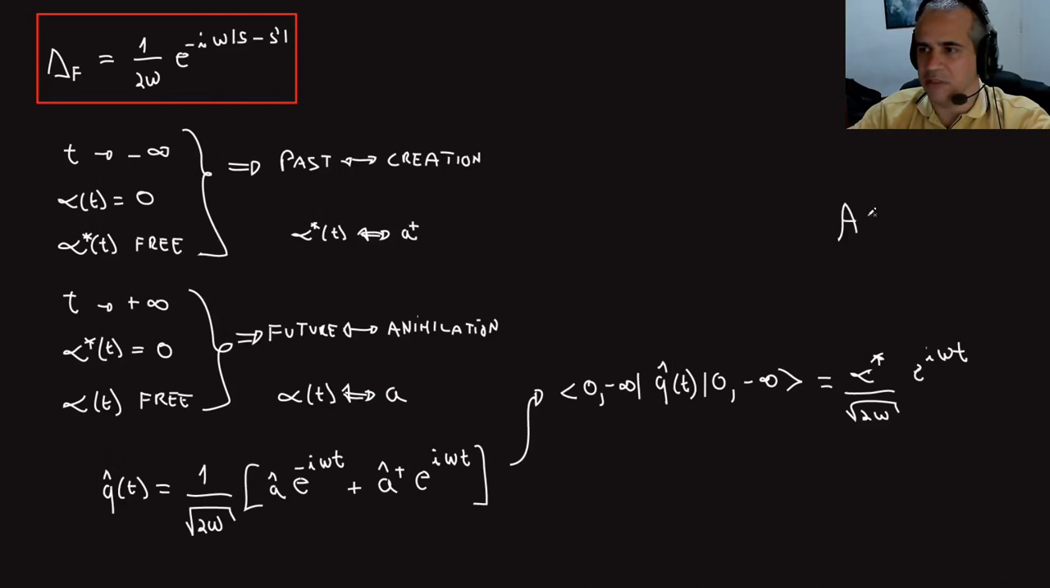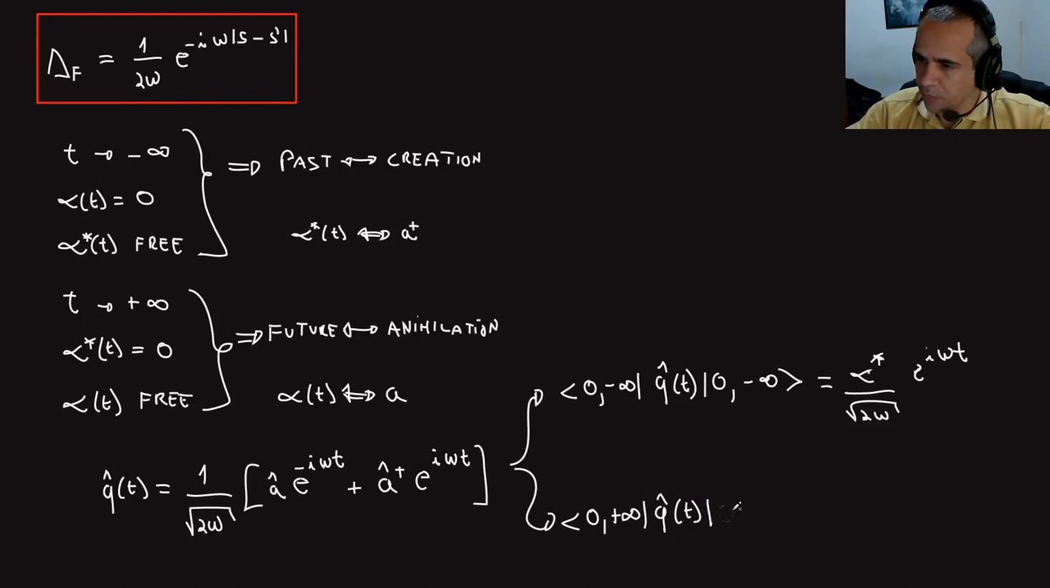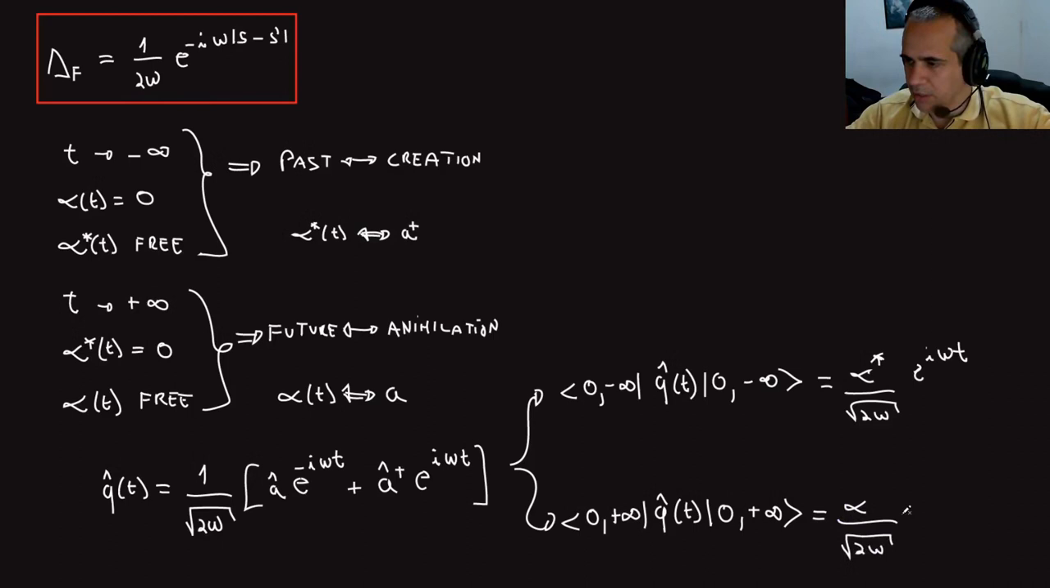I called it just a times exponential of i omega t, for the past. And for the future, I get the same idea, now at plus infinity. Now only the annihilation part will be present, because alpha is free, but alpha star is zero, which means that part is zero. And I get alpha over square root of 2 omega times exponential of minus i omega t. Again, some constant times the negative exponential, which are the boundary conditions I used before.